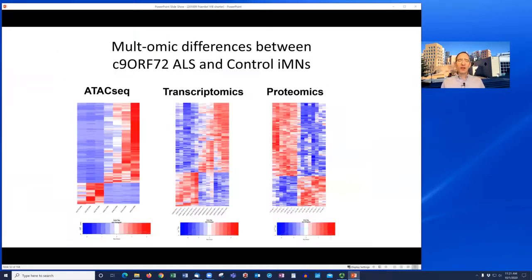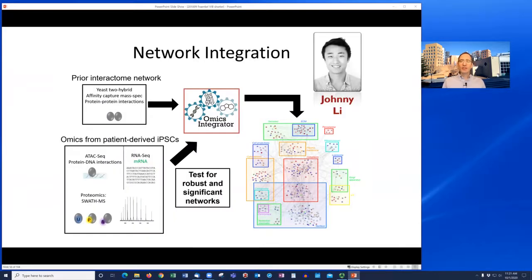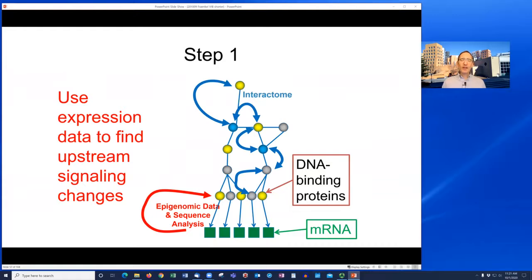So what can we learn from these data? Well, we get a lot of heat maps. That by itself has only limited potential to give us insights. But a graduate student in my lab, Johnny Lee, took charge of making sense of all these data. And so he used the Omics Integrator strategy. He adapted it in some ways, did a lot of tests for robustness and significance, and tried to understand what the networks were telling us out the other end. So we're going to take the RNA-seq data, and we're going to try to identify the transcriptional regulators that are turning those genes on and off by combining that with the epigenomic data from ATAC-seq.